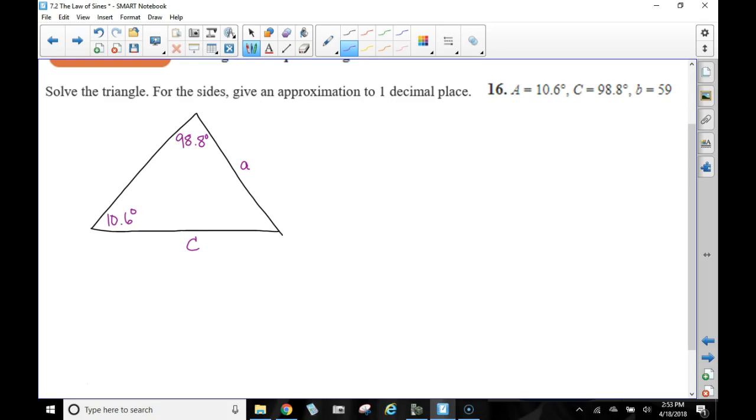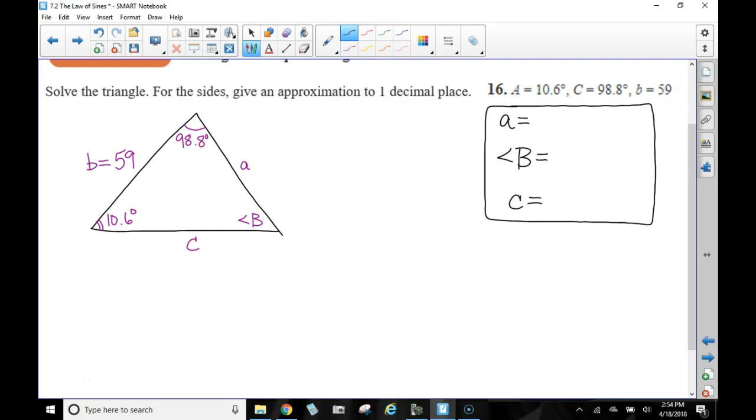So if we've got angle A and angle C, the third one would be angle B. Side B, which is given to us in our problem, is 59. So this is an example of what's given being angle, the included side, and another angle: the angle, side, angle case. What we are to find for our answer box is side A, angle B, and side C. Not necessarily in that order.